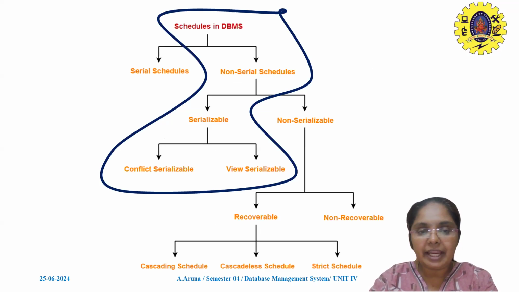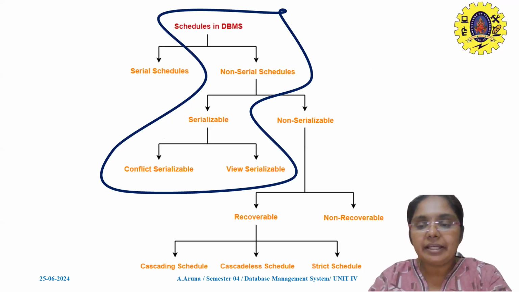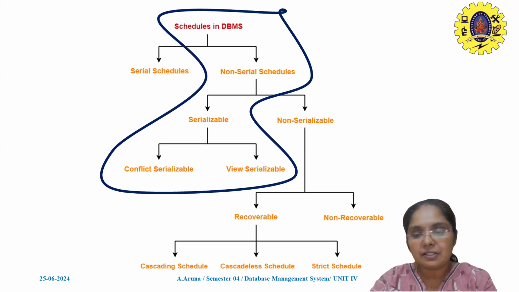Your schedule can be classified into two types: either a serial schedule or a non-serial schedule. A serial schedule is consecutive, one-by-one instruction. If it is not a serial schedule, definitely that is a non-serial schedule. Your non-serial schedule can be classified into serializable and non-serializable. If it is serializable, it can fall under conflict serializability or view serializability. If it is view serializability, definitely it will be conflict serializability.